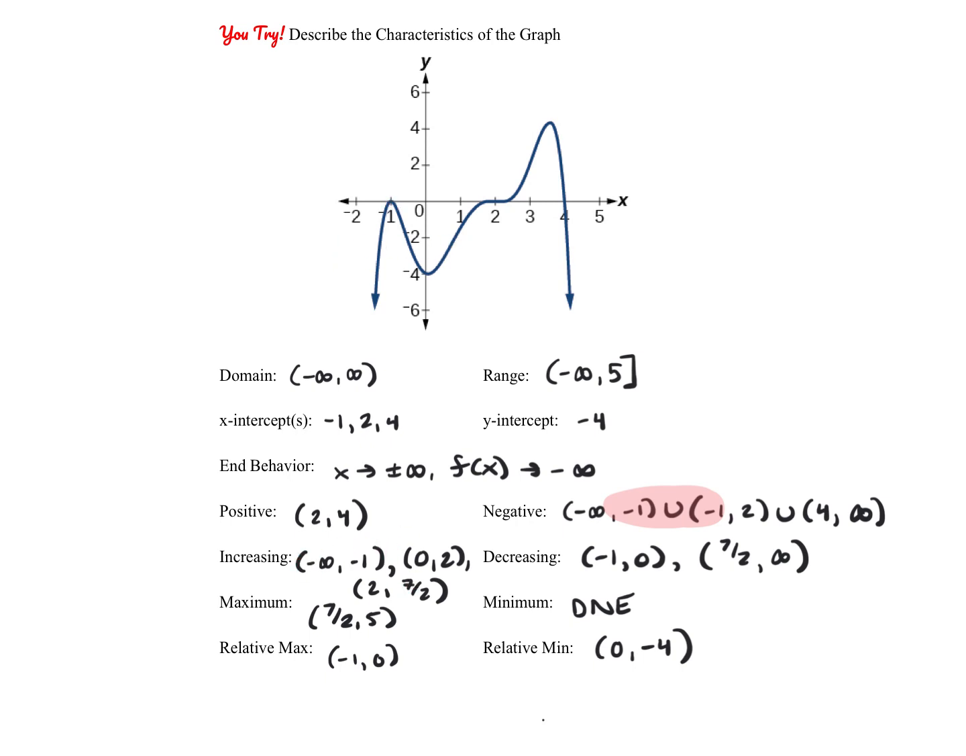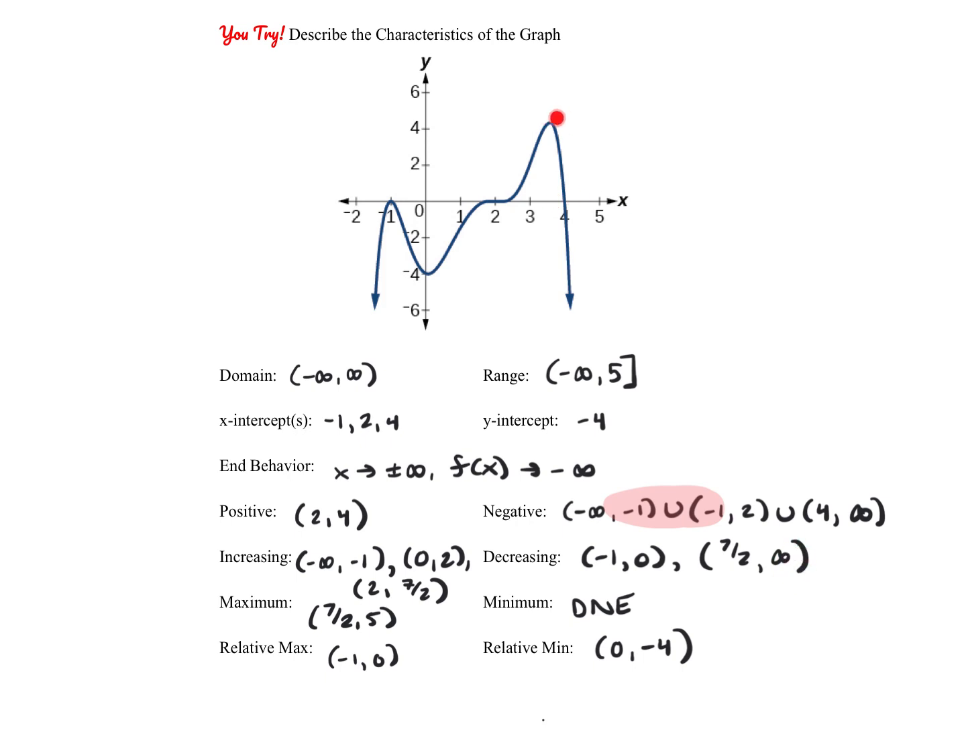For increasing, also a little bit tricky. It's increasing here, so from negative infinity to -1. And then you'll notice that it's increasing here from 0 to 2. It actually flattens out for a second. So I'm going to say it's going from 0 to 2, and then 2 to 7/2. I'm just approximating this. But notice I'm not including 2 because it looks like at this point it's flat. So it's neither increasing nor decreasing. So that part is definitely a little tricky as well. And then it is decreasing here from -1 to 0 in this interval, and then from 7/2 continuing on towards infinity.